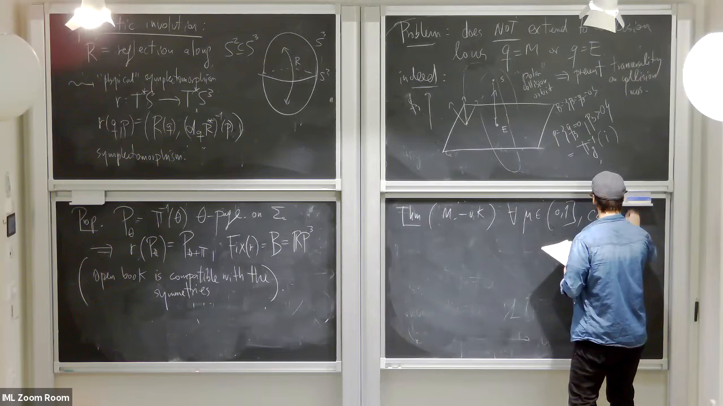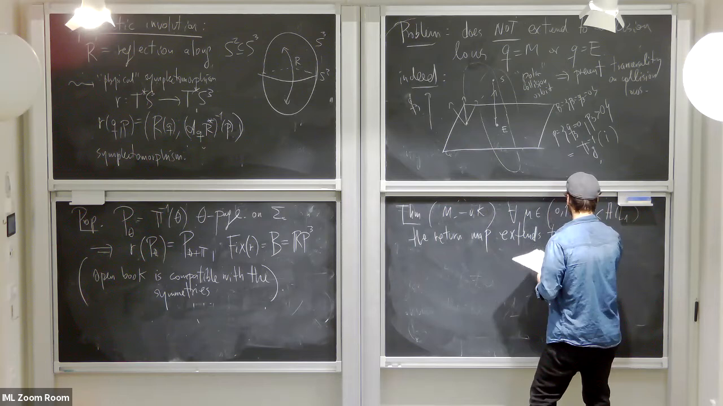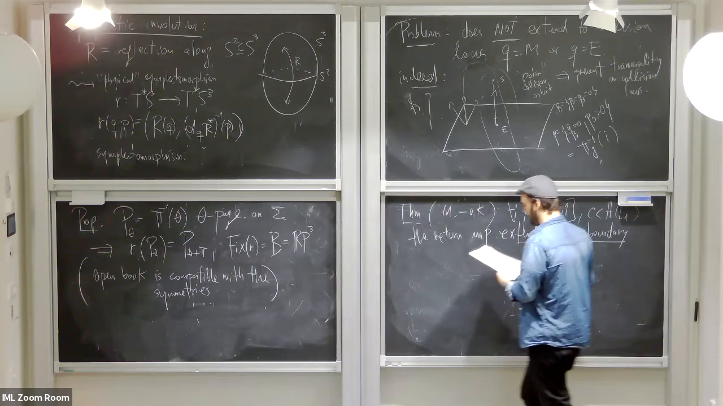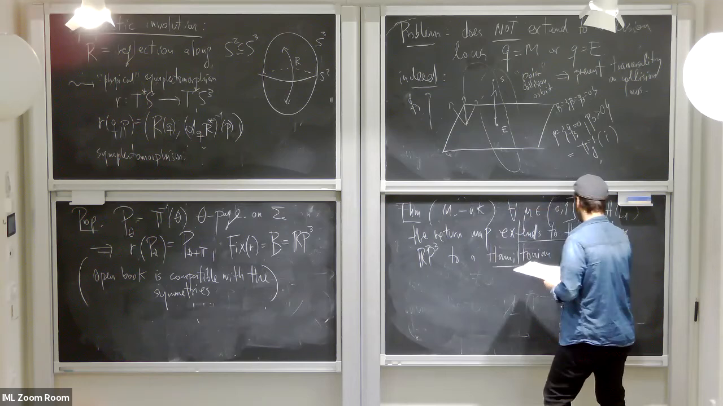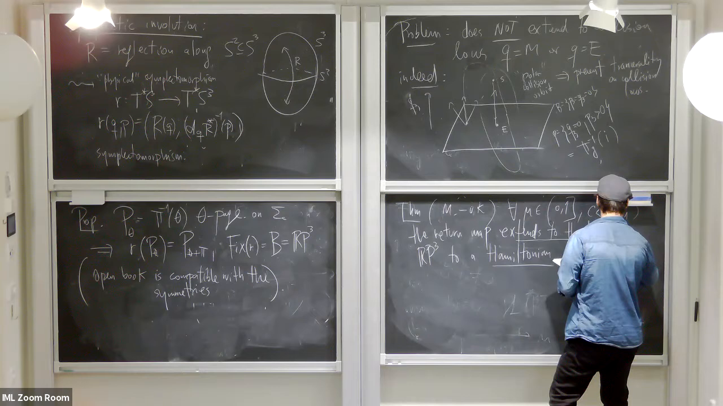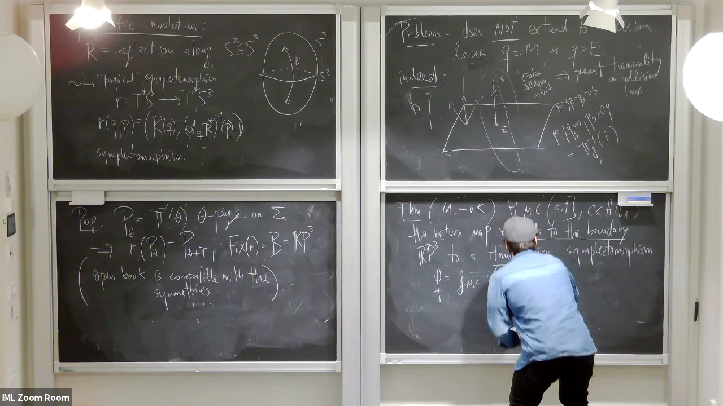then the return map extends to the boundary RP3 to a Hamiltonian symplectic homeomorphism F, which depends on mu and c, preserving omega, which again also depends on mu and c.